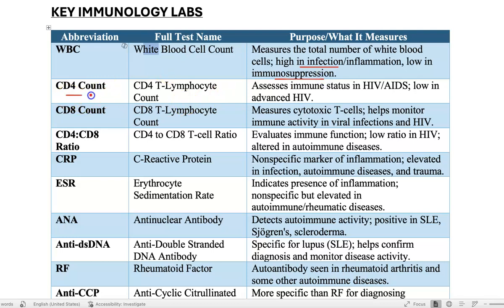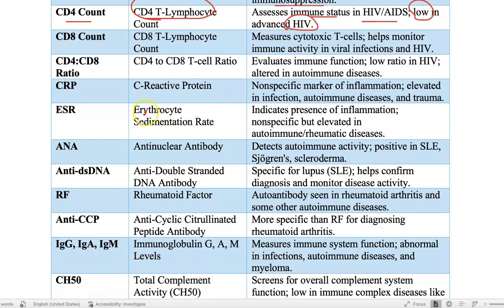So what about CD4 count? It's called a CD4 T lymphocyte count. What does it do? It assesses immune status in HIV or AIDS. It is generally low in advanced HIV. What about CD8 count? It's a CD8 T lymphocyte count. It measures the cytotoxic T cells. It helps to monitor immune activity in viral infections and HIV. What about CD4 to CD8 ratio? CD4 to CD8 ratio, the T cell ratio, will evaluate the immune function. Low ratio in HIV, altered in autoimmune diseases.